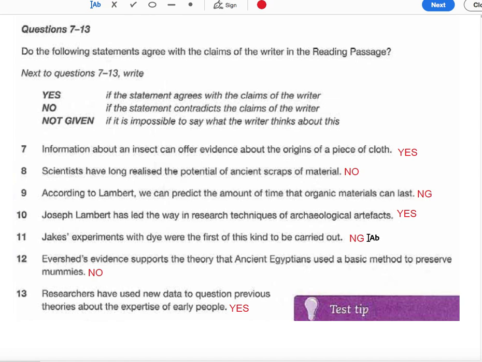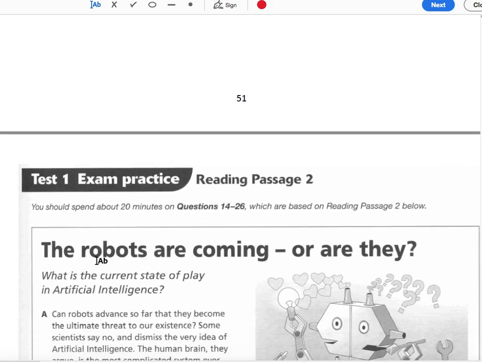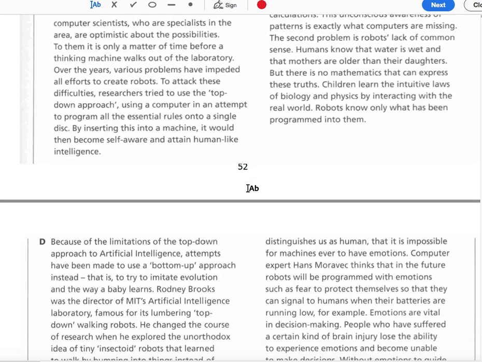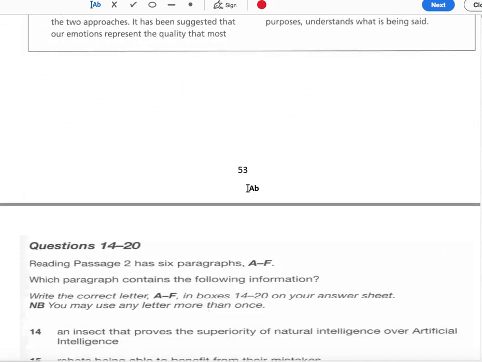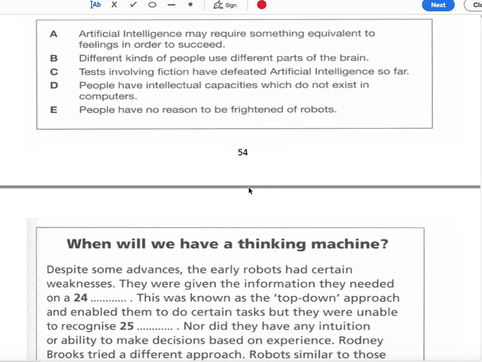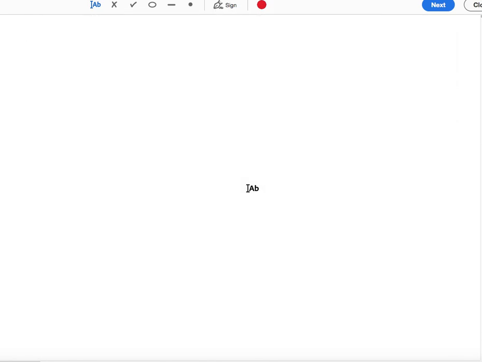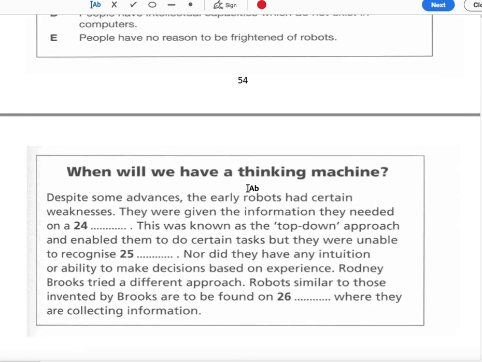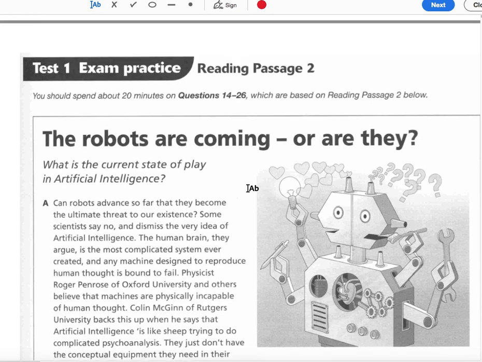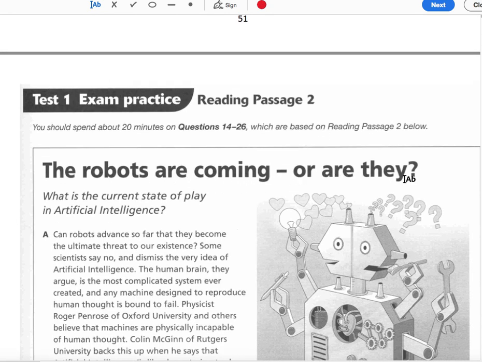Okay, everyone. We can go ahead with the next reading, which is page 52 all the way to 55. What's that one about? The robots are coming, or are they? Artificial intelligence.